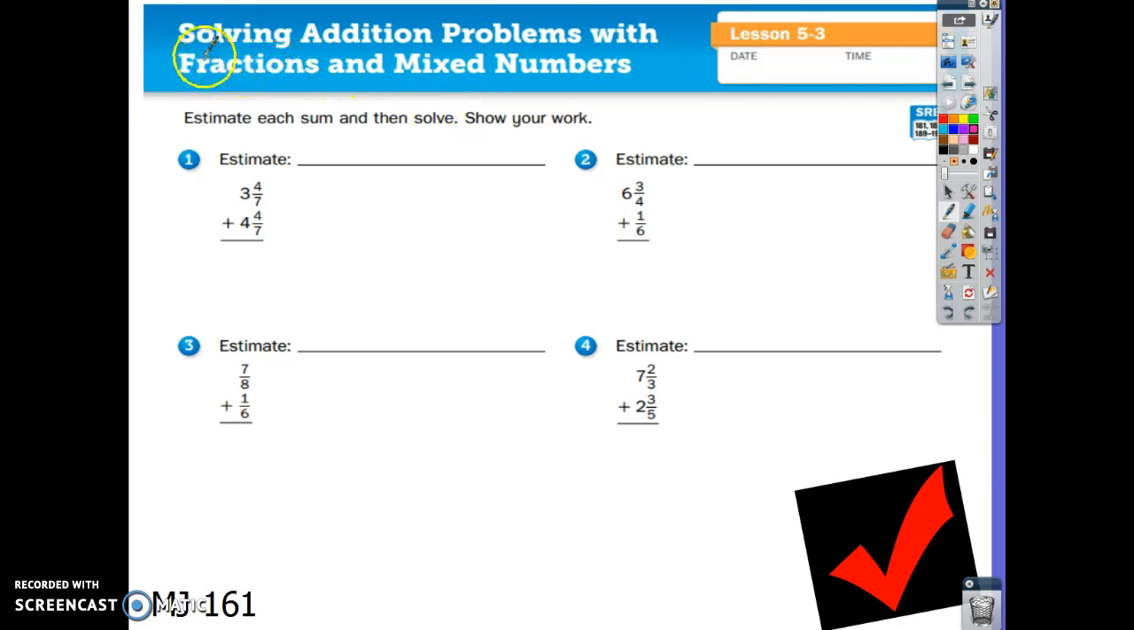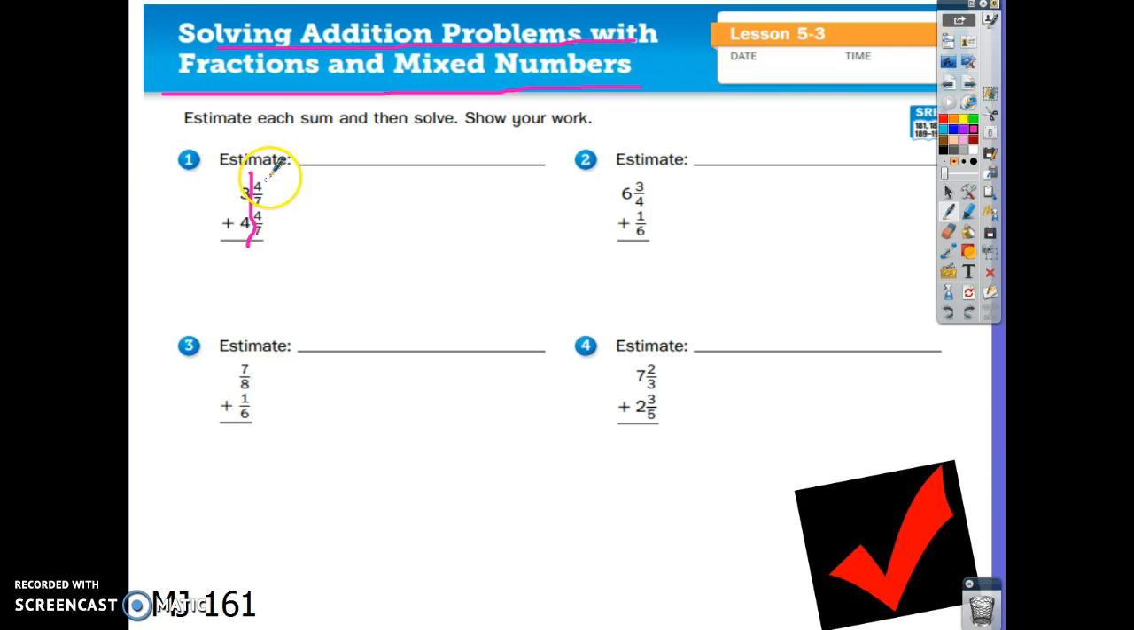Next part here, solving addition problems with fractions and mixed numbers. Now in this, the first thing you're always going to have to do, we'll do an example together, is add your fractions. So it says estimate each sum, then solve. Well, let's just solve these ones. I've always thought that drawing a little line right here somewhat helped, because then it says do this side first, do this side, and once you get into the groove of doing problems like this, you might not have to do this.